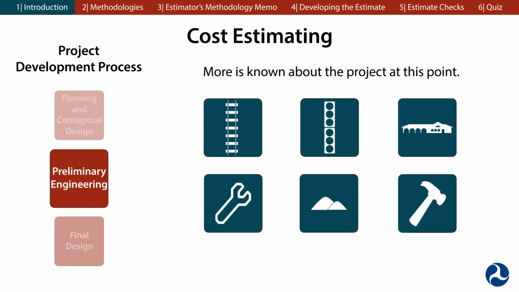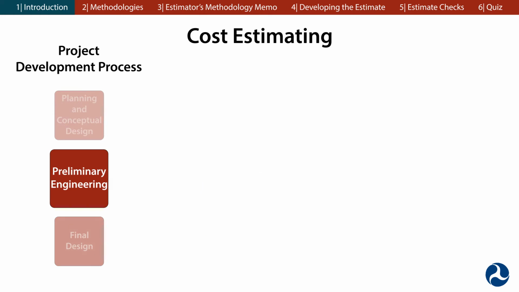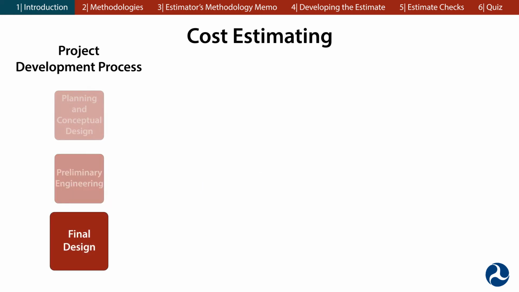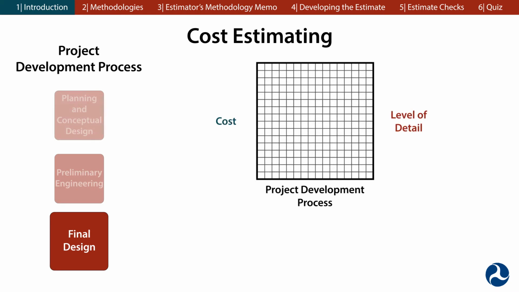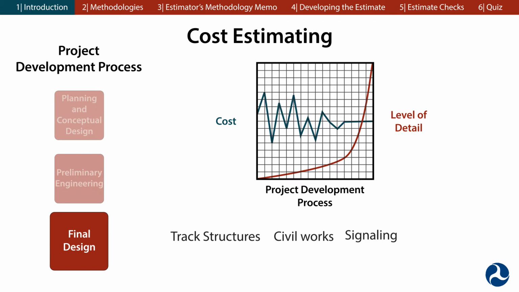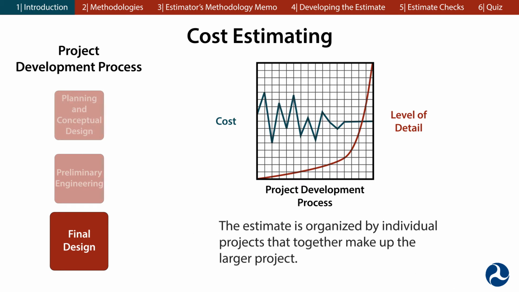after preliminary engineering. Though the estimated cost of the project doesn't change much between preliminary engineering and final design, the level of detail does increase. During this phase, the cost estimate is revised to reflect the project's fully detailed track structures, civil works, signaling, and stations. Using the work breakdown schedule, the estimate is organized by individual projects that together make up the larger project.